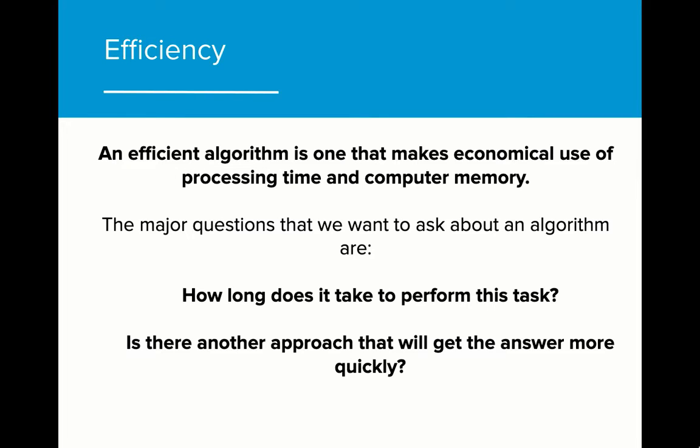We can thus define an efficient algorithm as one that makes economical use of CPU time and memory. When considering whether or not an algorithm is efficient, we want to ask the question, how long does it take to perform a certain task, and is there another approach that will get to the result more quickly? Factors that affect runtime efficiency are unnecessary tests, excessive rearranging of data elements — this part will make more sense when we cover data structures in another unit — and redundant computations, especially in loops.